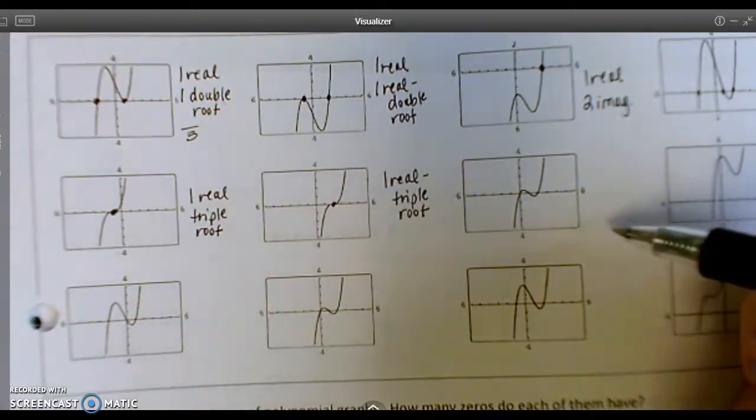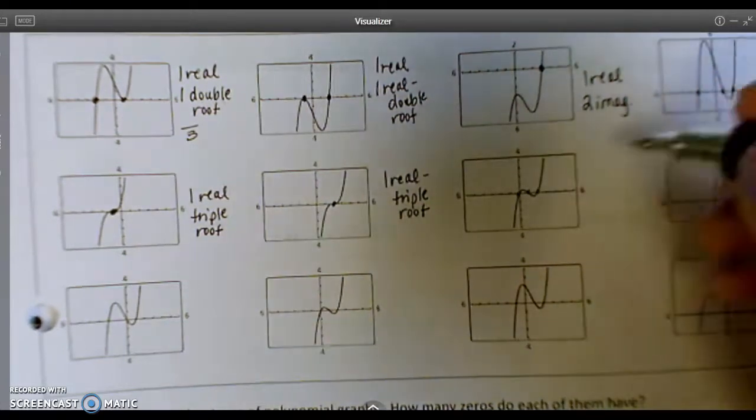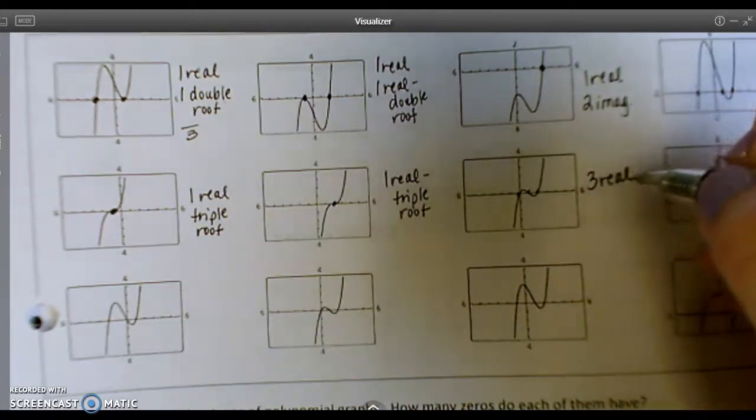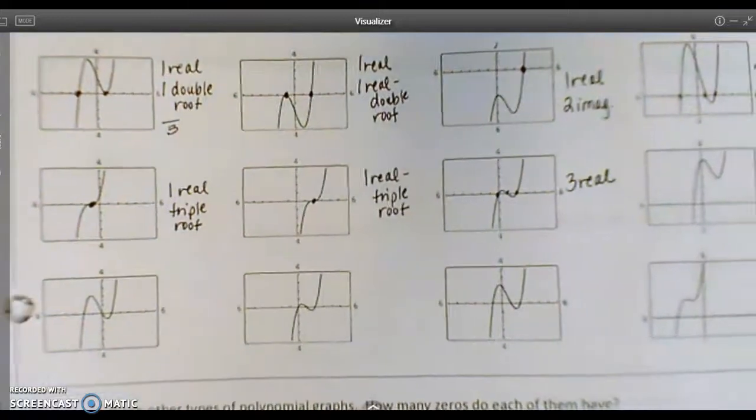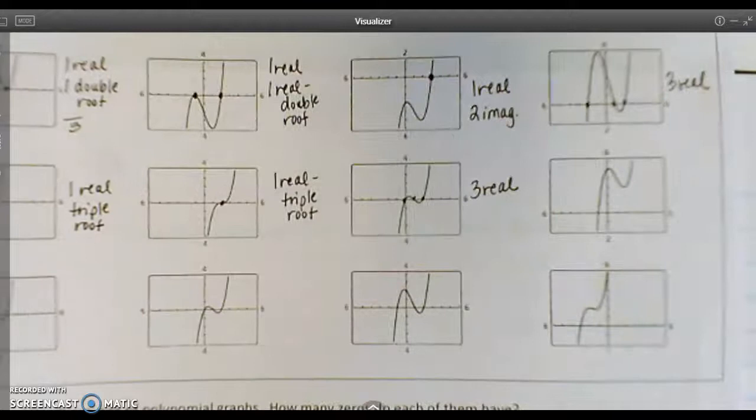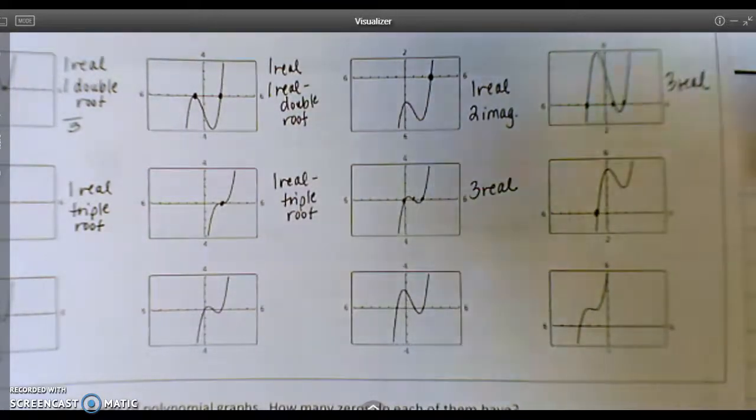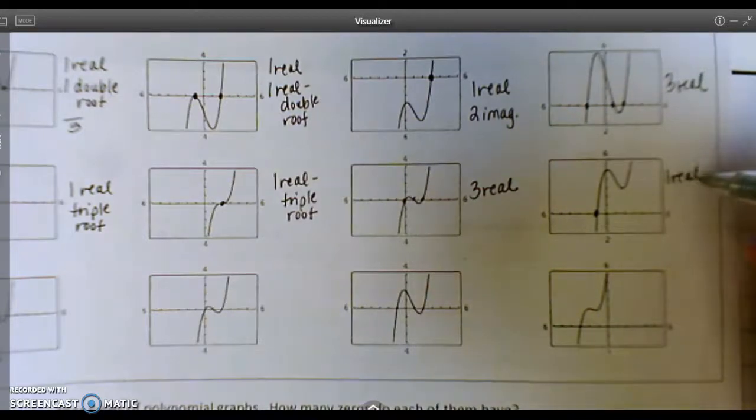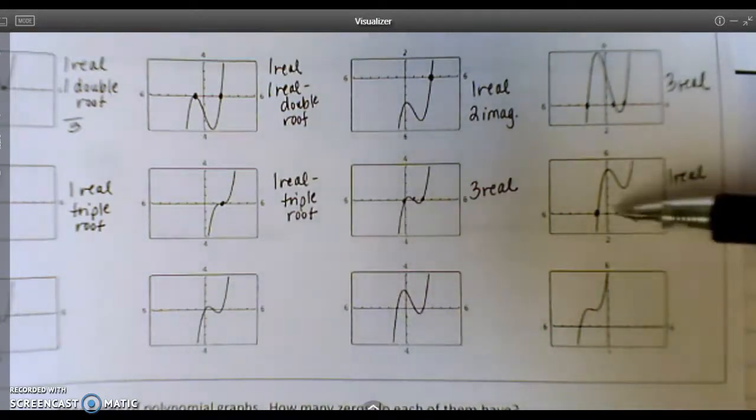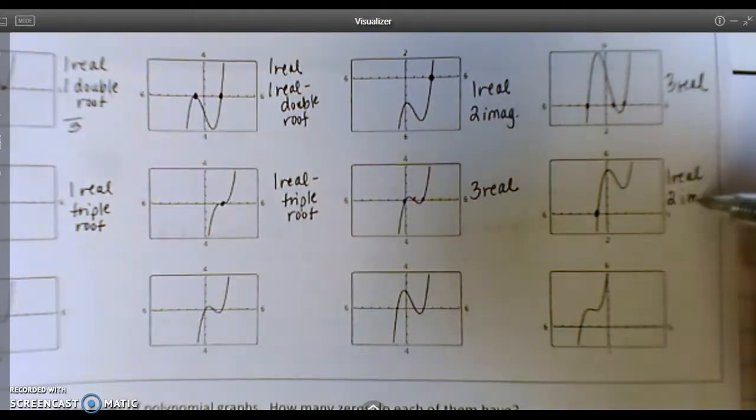Alright, on the next one. This one crosses the x-axis 3 times. We're good. This is 3 real solutions. Okay, look at the last one. Crosses x-axis once. We got 1 real solution. It's not a double root. It's not a triple root. So what are the other 2 solutions? Imaginary.